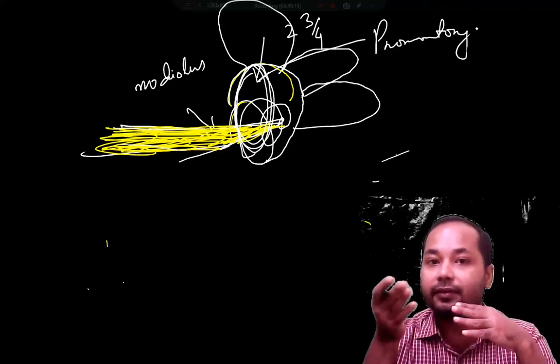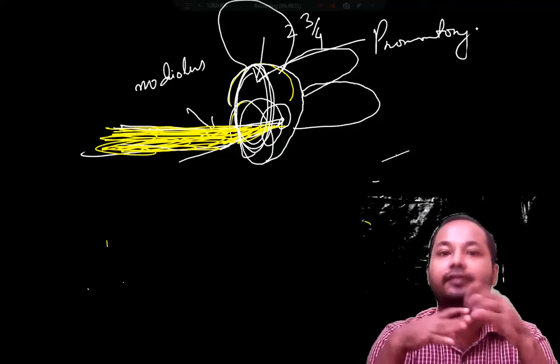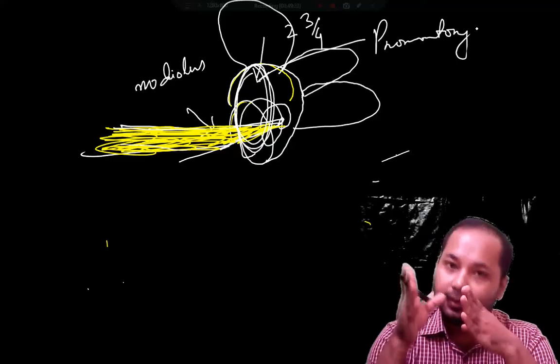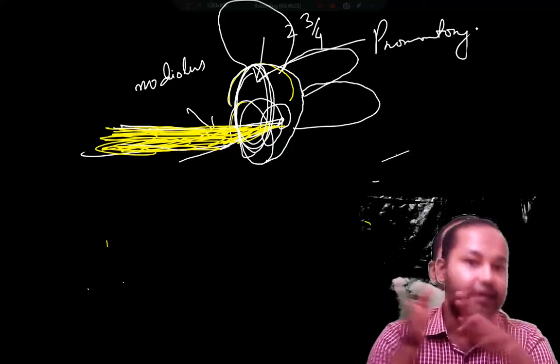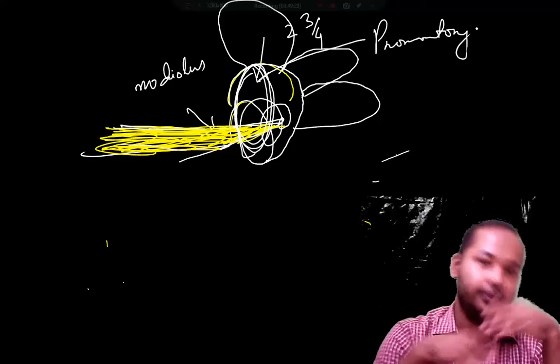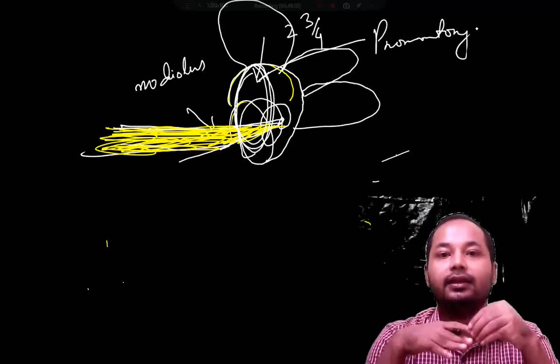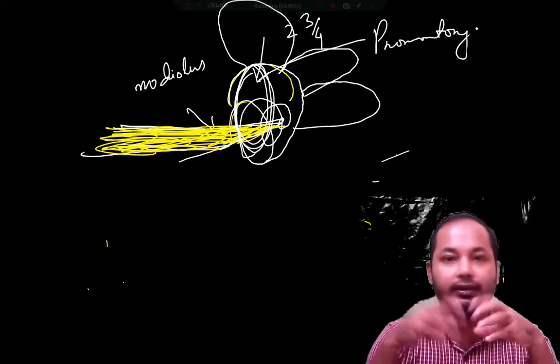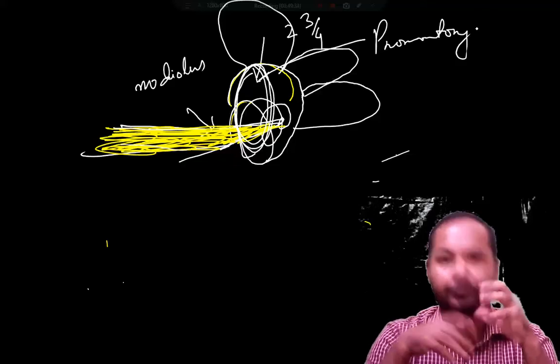Which surface of the middle ear? The medial surface of the middle ear, because if you cross the middle ear medially and go further, you will get the cochlea. So the basal turn is making a prominence out there.